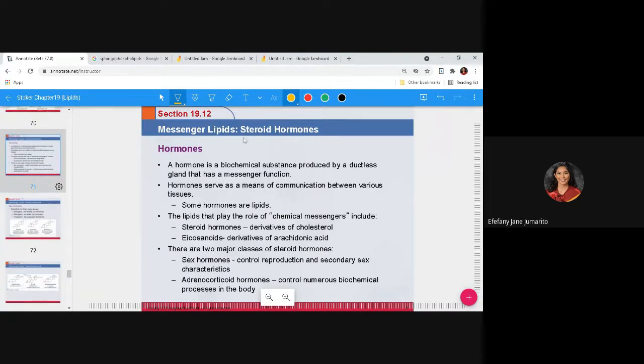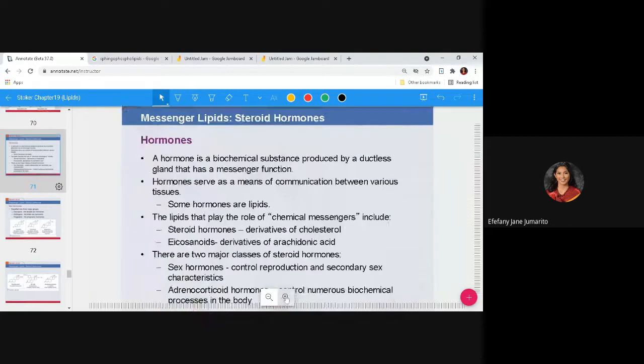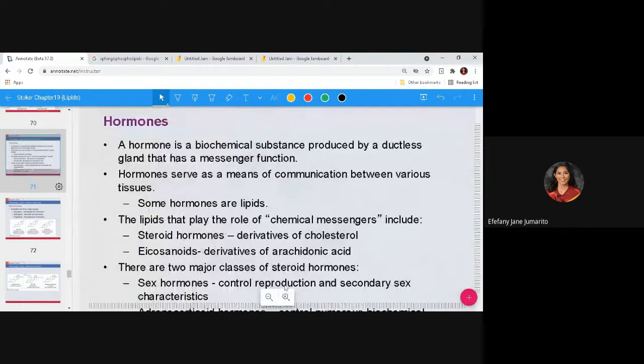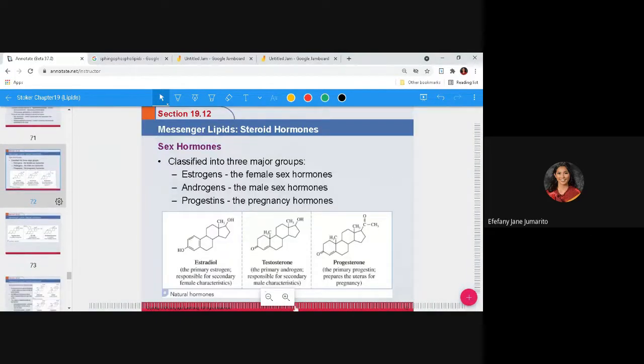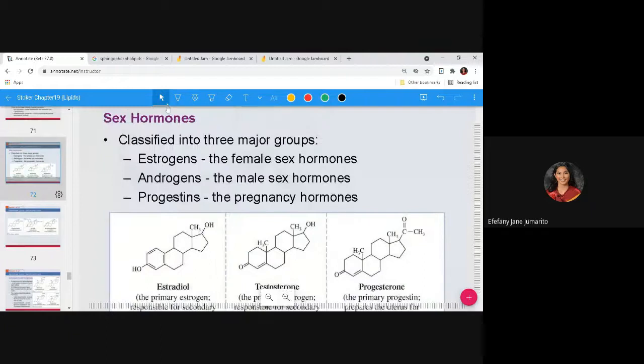So we have this one, steroid hormones. Okay, so they are messenger lipids. Messenger means they give information, communication. Okay, that one. Now we have steroid hormones.